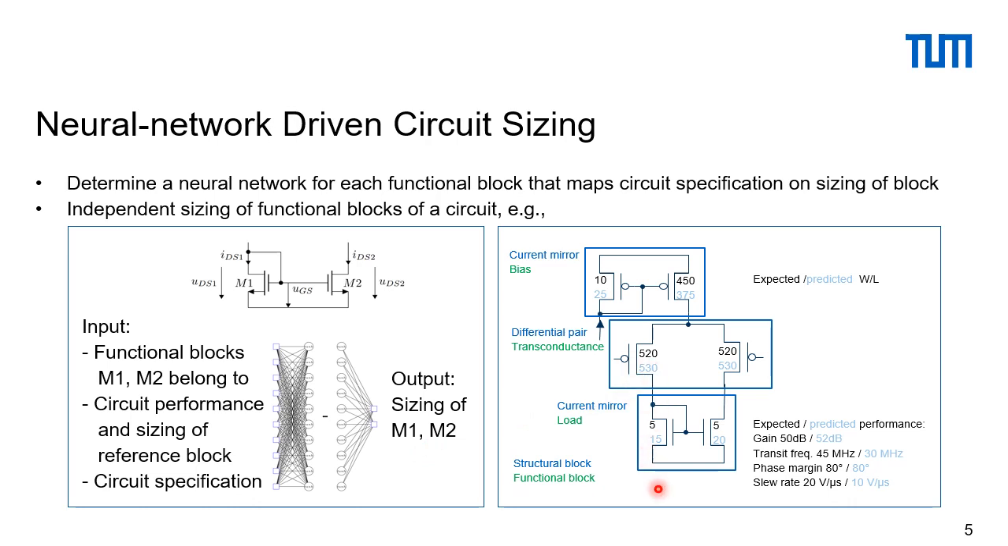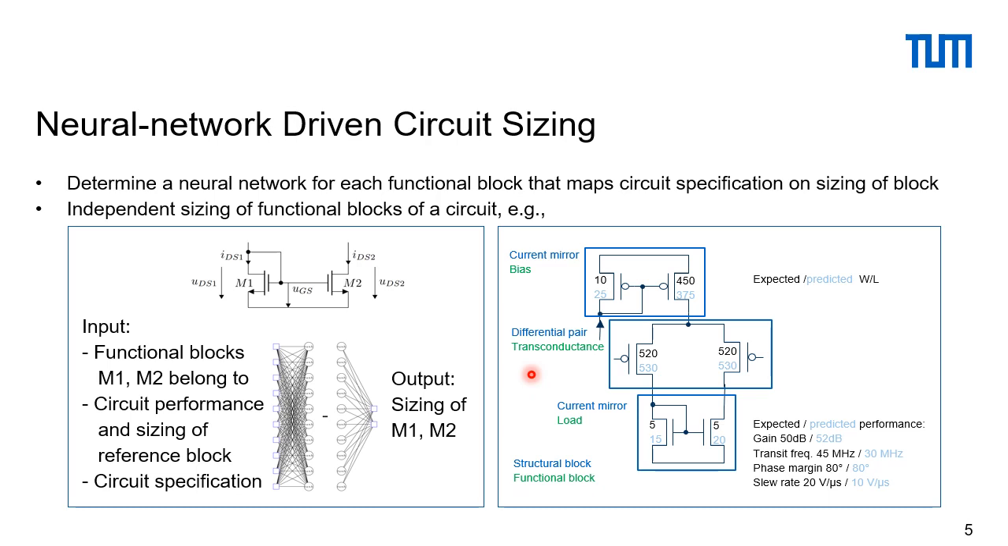Here we have an example. We have a basic core of an op-amp, and you can see here now the difference between structure and function. So green is the functional block and blue is the structural block. So current mirror here is the structure, the function is bias. Down here, it's again current mirror as structure, function is load. And here you have the differential pair, the function is transconductance.